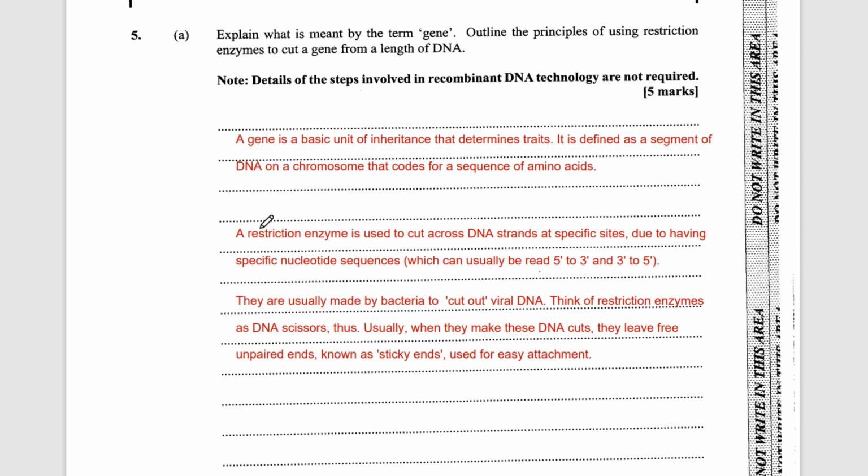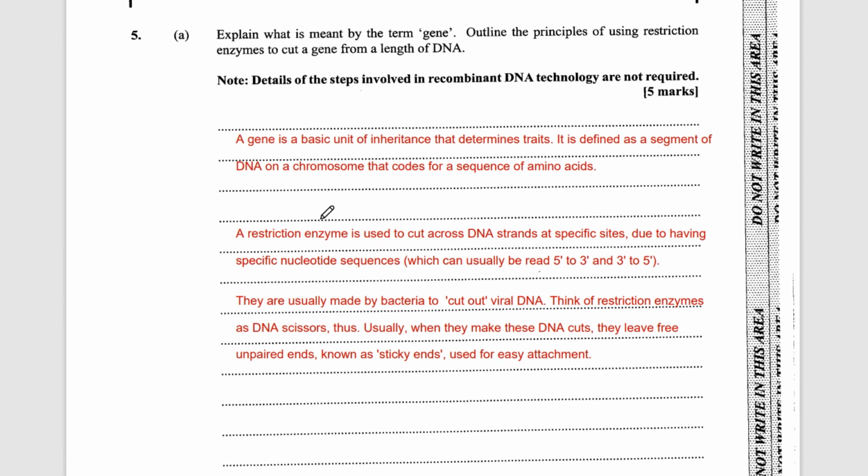And what they do is they help the bacteria's defense against viral DNA. So when viruses invade bacteria, the bacteria produce restriction enzymes, and that helps to cut out the viral DNA, basically to make it inert. And why they're called restriction enzymes is because it actually restricts the virus from acting further, or from actually taking over the bacteria. So that's why it's called a restriction enzyme.